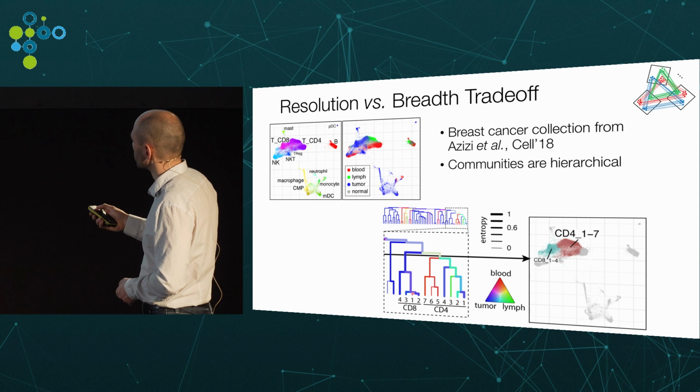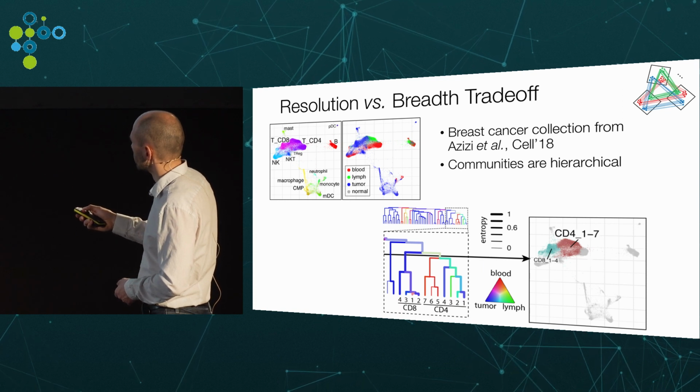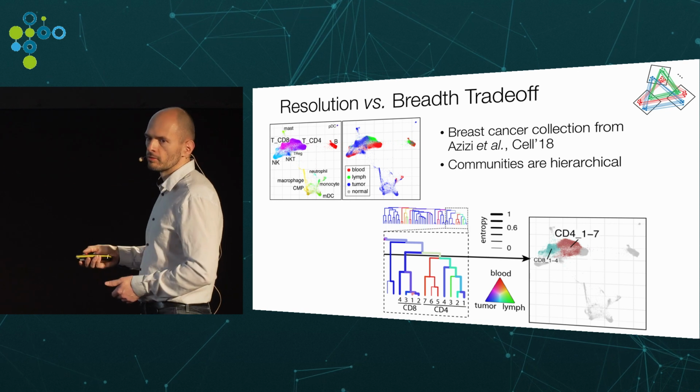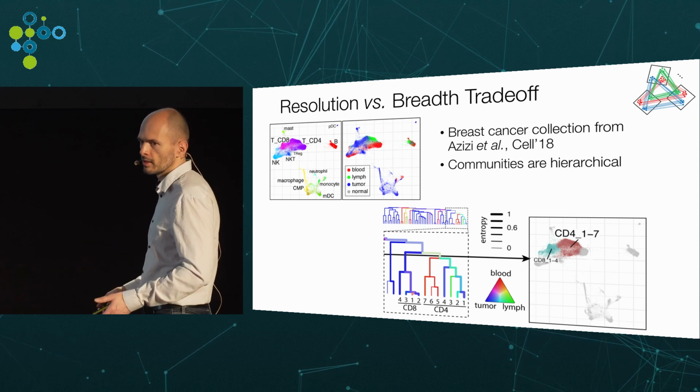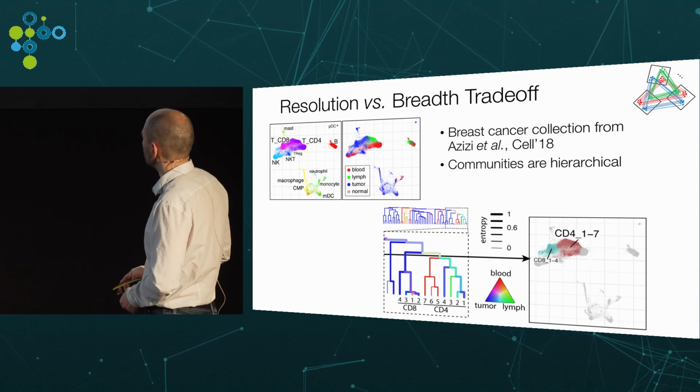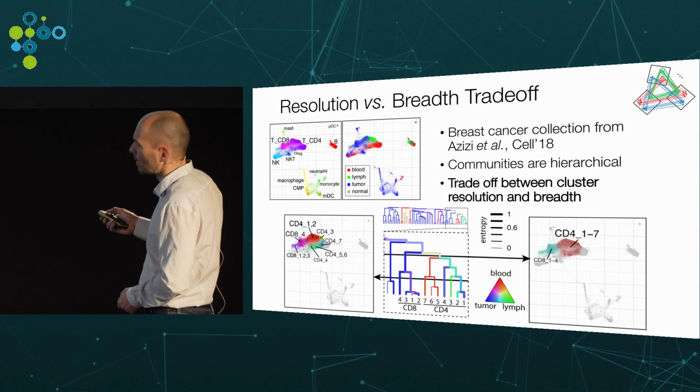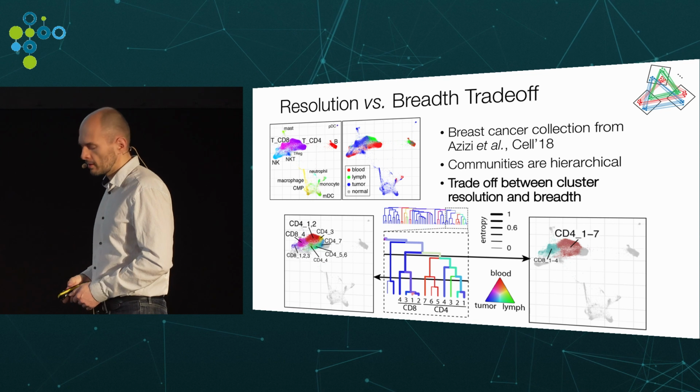So let me give you an example. This particular node here, if we cut it here, we're essentially distinguishing CD8 and CD4 T cells, right? So a very crude resolution. If we cut it lower, we're going to distinguish all sorts of substates, but a lot of them will be tissue-specific.